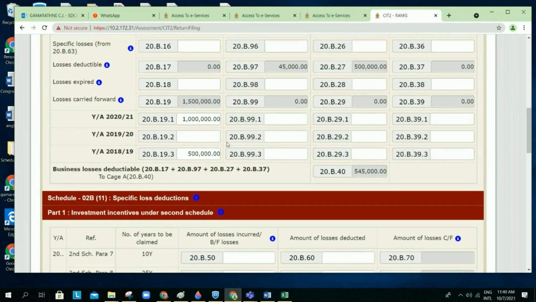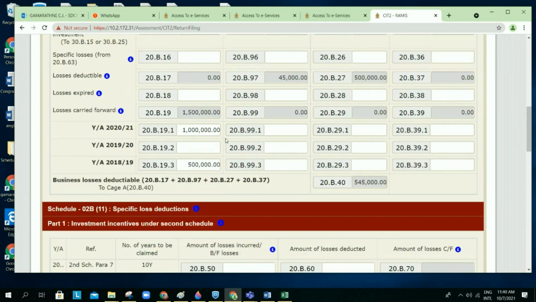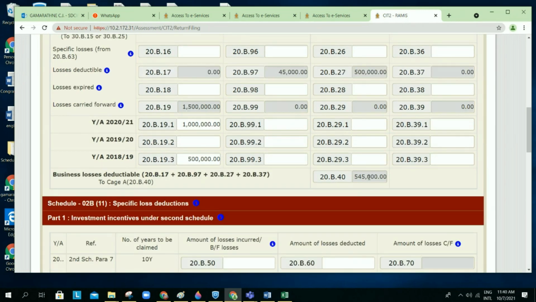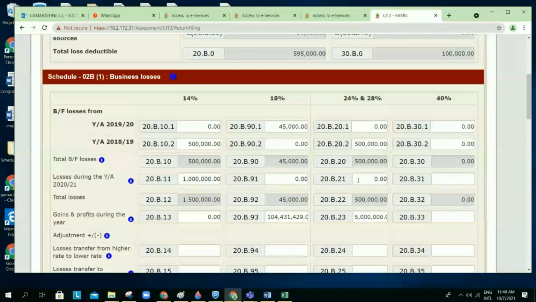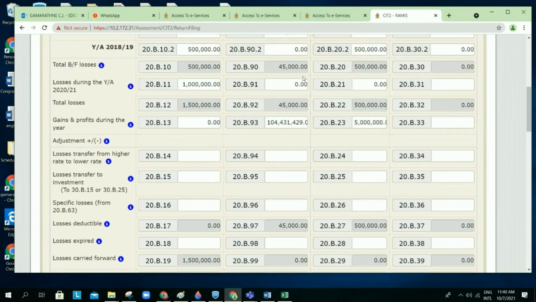Okay, then you can see the total business loss claim amount in here. These total loss deductible cases 20B 17, 97, 27 and 37, these total comes to here 20B 40. This value is populated to the summary part. Then you can see the value here, 545,000 business losses.